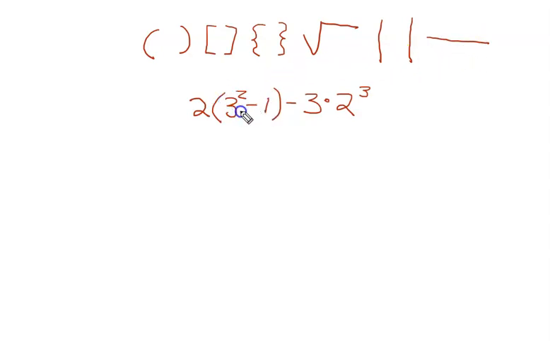So here we have parentheses. So we're going to do what's inside the parentheses first. So 3 squared is 9, minus 1 is 8.